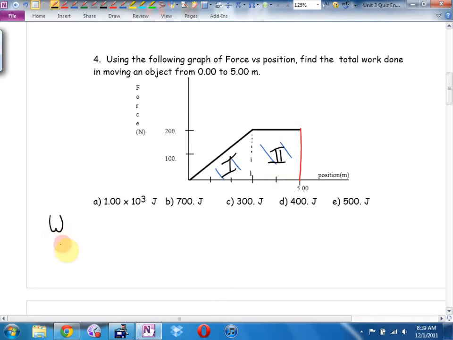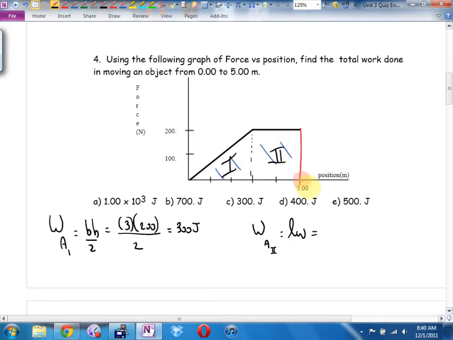The work in area 1 is going to be base times height divided by 2, which is going to be base 3 times height divided by 2, which is going to be 300 joules. The work in area 2 is just going to be length times width because it's a rectangle. Length is 2, the width is 200, 400 joules. Total amount of work, 700 joules. Yes?